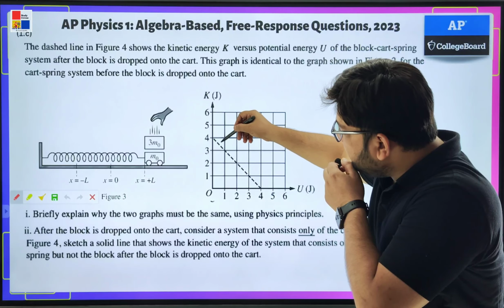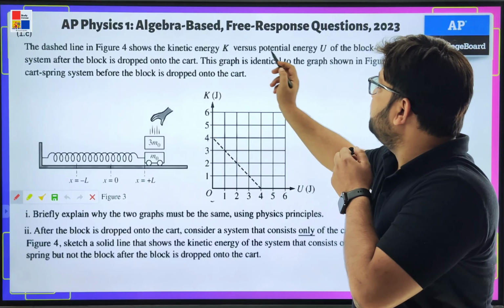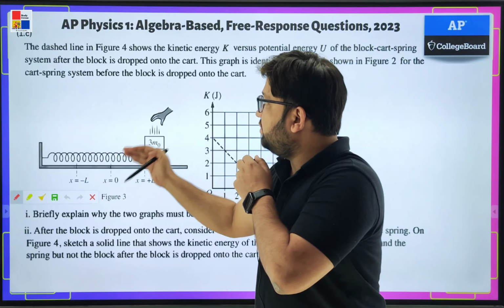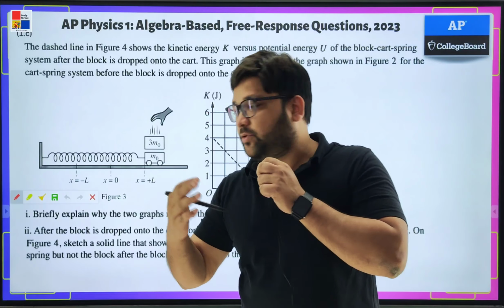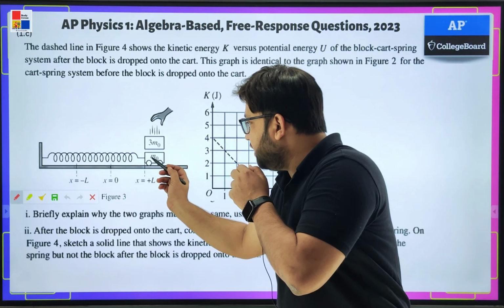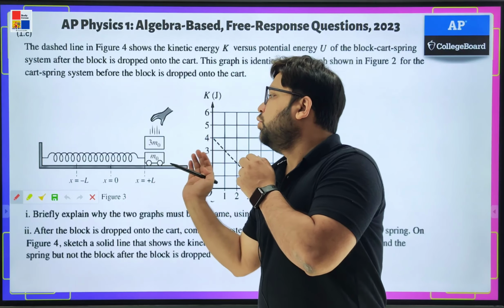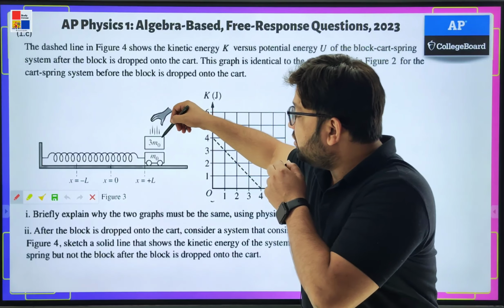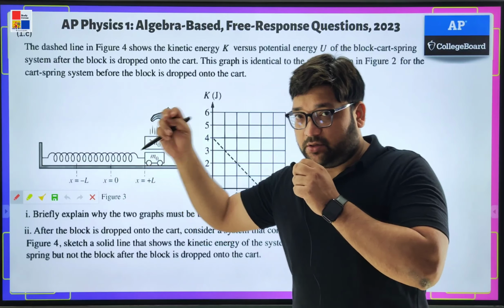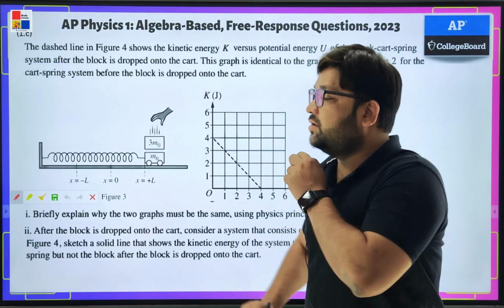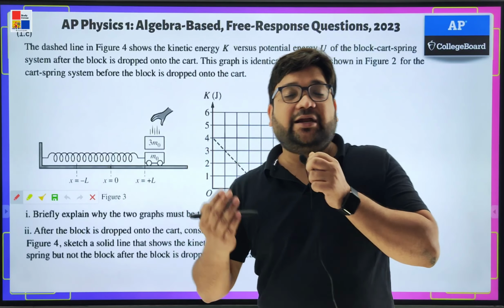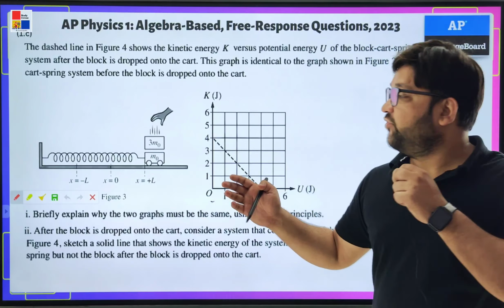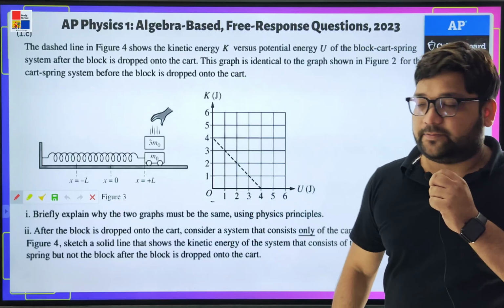So this dashed line is showing the potential energy versus the kinetic energy graph of the system after the block is dropped. Initially, this single block was doing simple harmonic motion with the help of the spring. M naught was at the extreme position. This block of 3 M naught mass is gently placed on this block here, and then the two blocks stick together, and thereafter they continue doing SHM with a combined mass of 4 M naught.